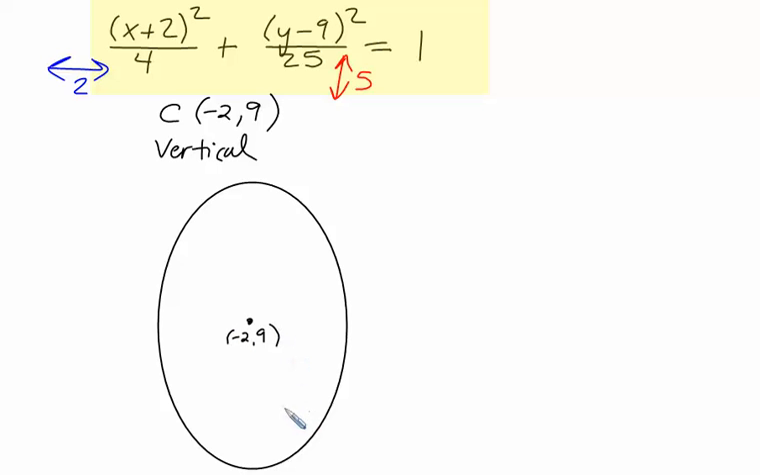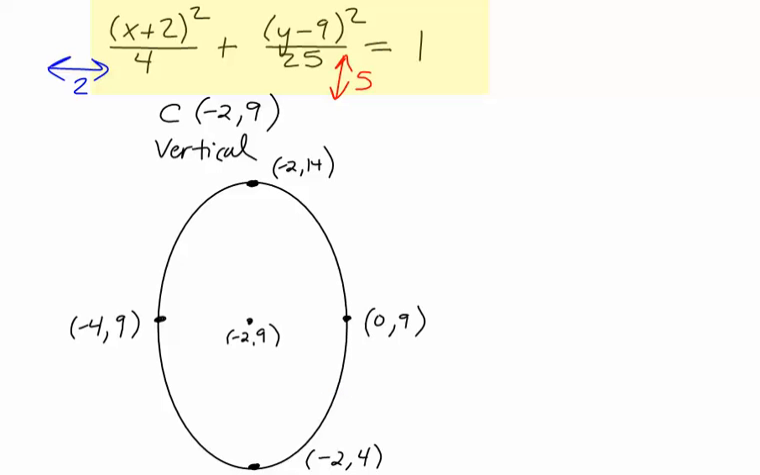Please label it. Now we go up 5 to get this major axis endpoint. That'll be at negative 2, 14. We go down 5 to get the other major axis endpoint at negative 2, 4. Then we're going to go left and right too. So this other point will be at negative 4, 9. The other minor axis endpoint will be at 0, 9.